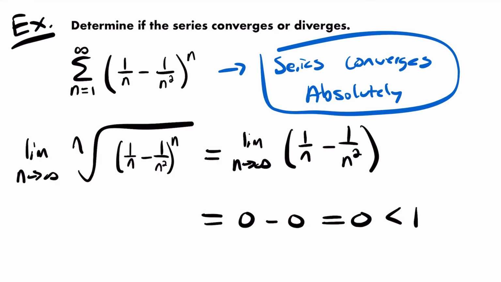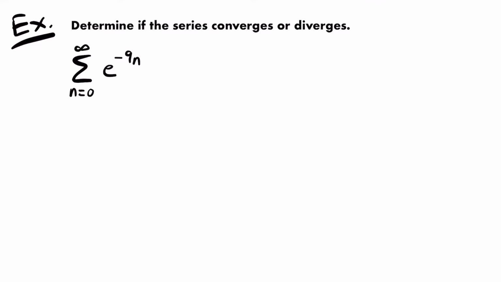Okay? All right, so here's our next example. We want to determine if the series converges or diverges, and our series is the sum from n equals 0 to infinity of e to the power of negative 9n.